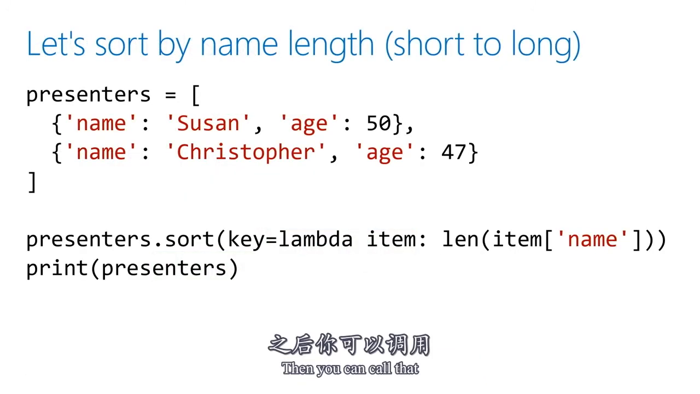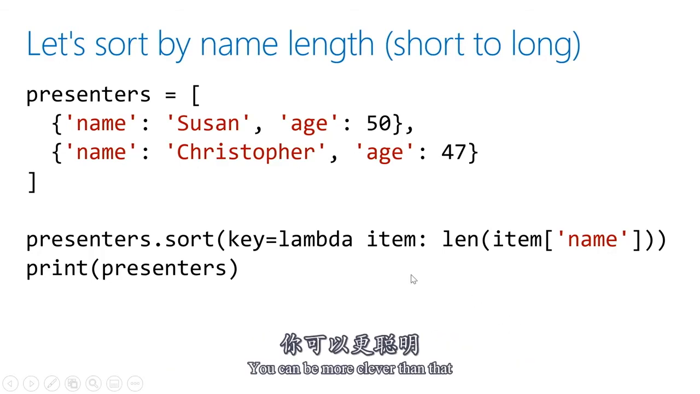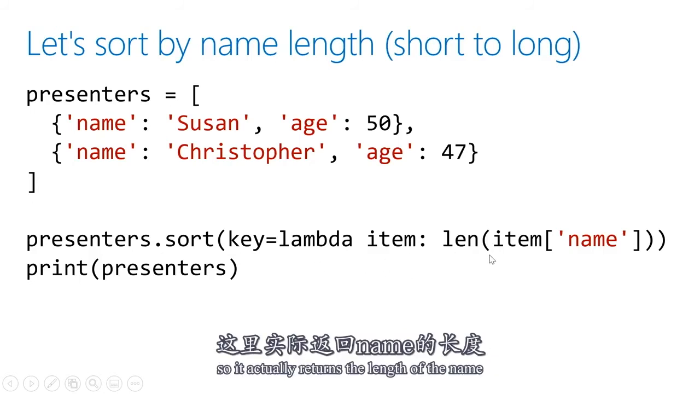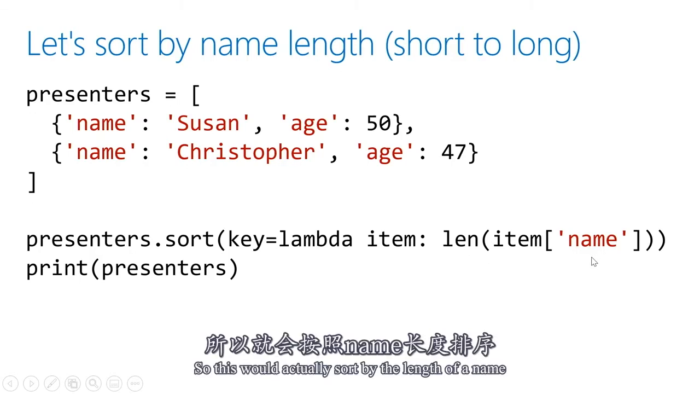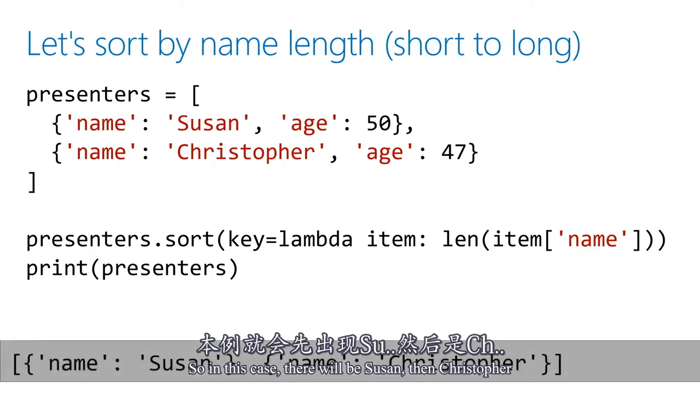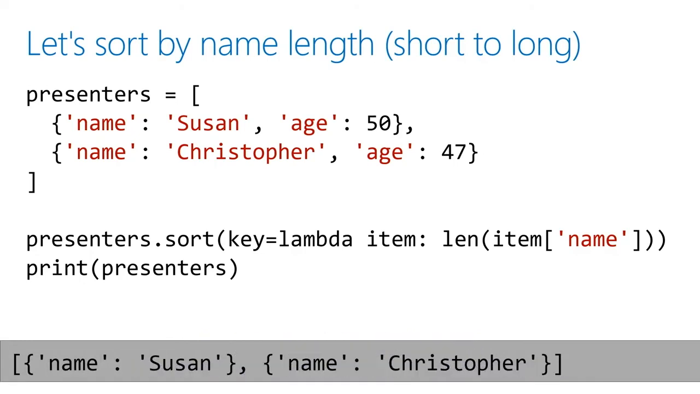Then instead of passing in a function name, you can just call a lambda function, declare the entire function, and call it all in one line of code. And you can be more clever than that. Here I've actually modified the code a little bit so it returns the length of the name. So this would actually sort by the length of the name. In this case, it'll be Susan then Christopher because the name Susan uses fewer characters than the name Christopher.